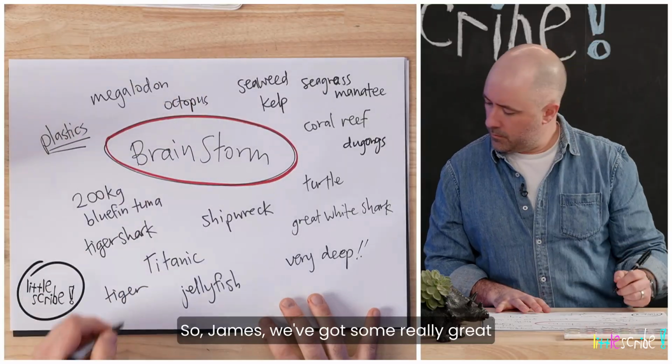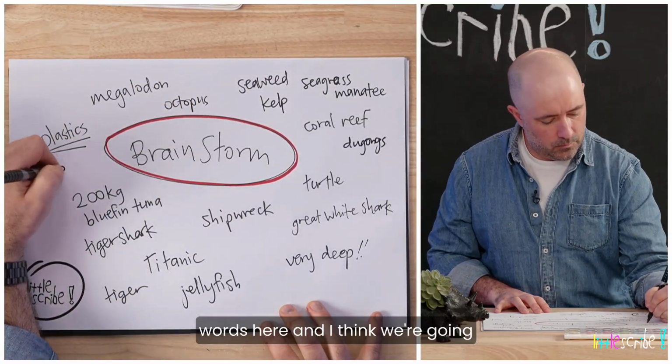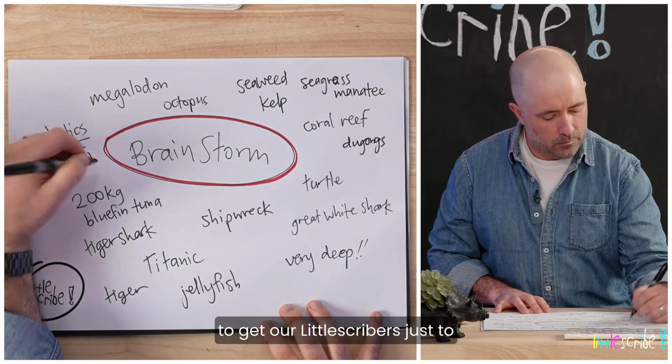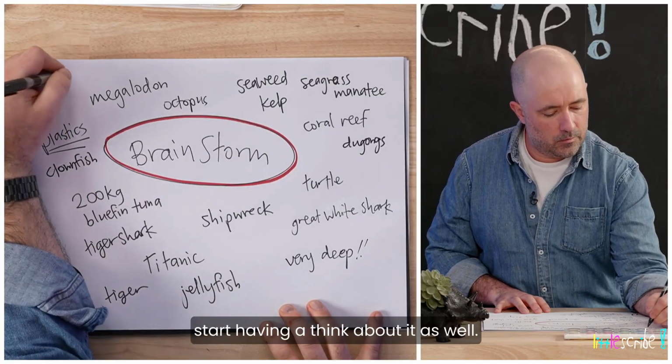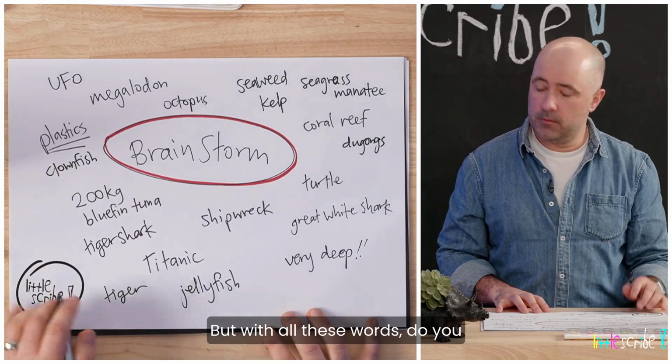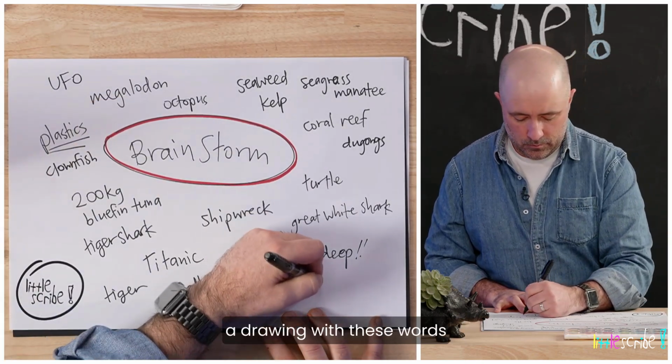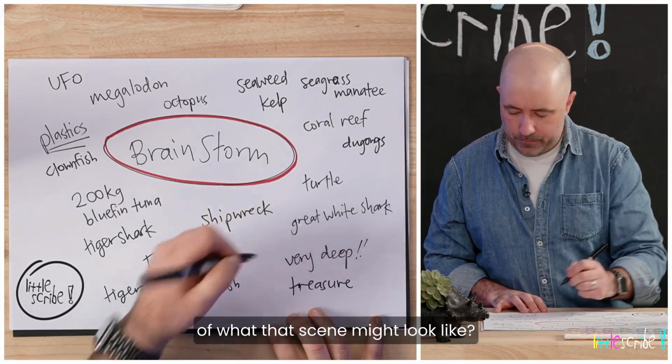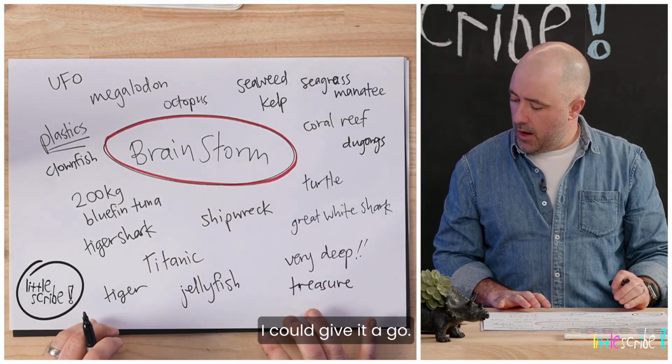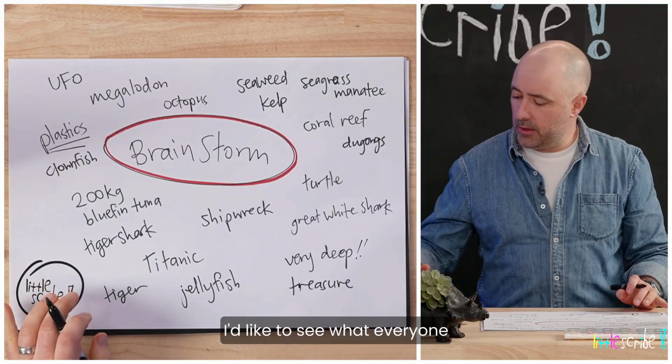So James, we've got some really great words here, and I think we're going to get our little scribers to start having a think about it as well. But with all these words, do you think you might be able to start a drawing of what that scene might look like? I could give it a go. I'd like to see what everyone else comes up with too.